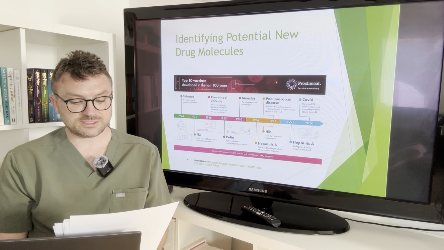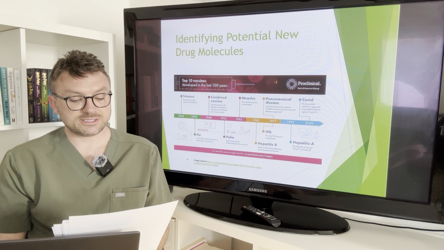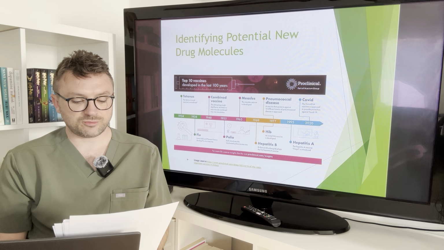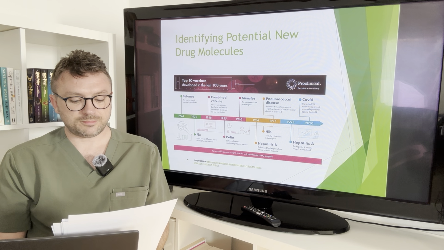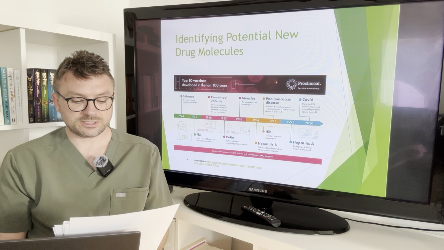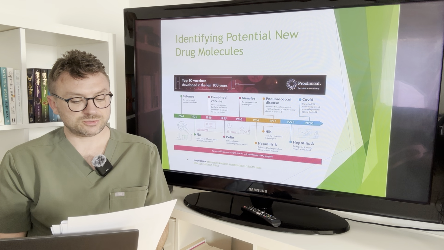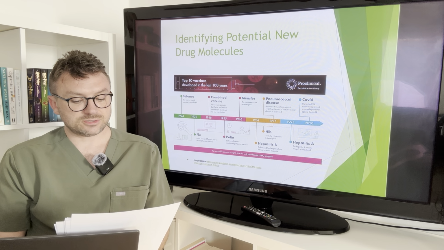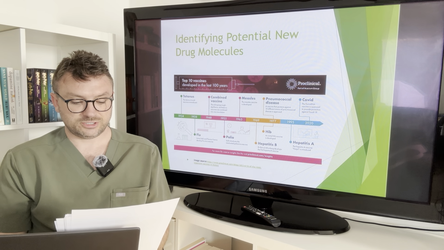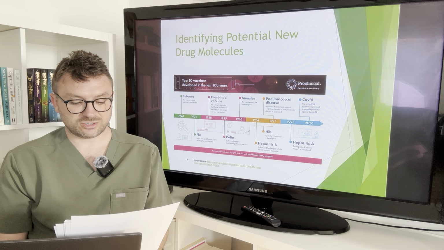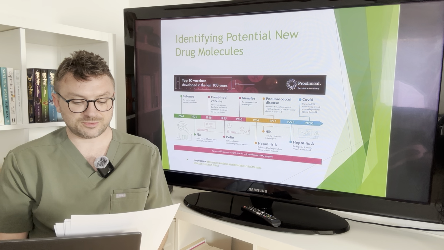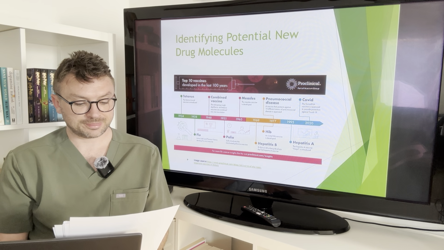One important method is natural product discovery. Many successful medicines originate from plants, fungi, or microorganisms. Examples include penicillin, which was discovered from mold, and another example is paclitaxel, which is an important anti-cancer drug originally isolated from the Pacific yew tree.